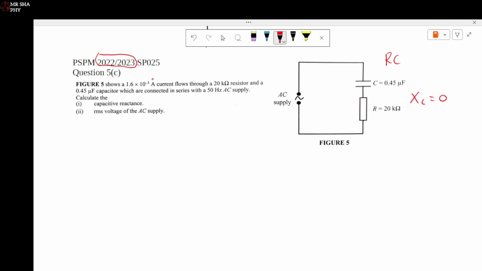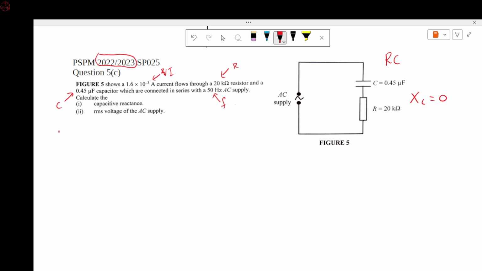Figure 5 shows a 1.6 milliamp current, so that's our current, flowing through a 20 kilo ohm resistor, that's our second information, and a 0.45 microfarad capacitor, third information. And then the fourth information comes much later: the capacitor and resistor are connected in series with a 50 hertz AC supply. So here we have our I, our R, our C, and our frequency. The first question goes: calculate the capacitive reactance.